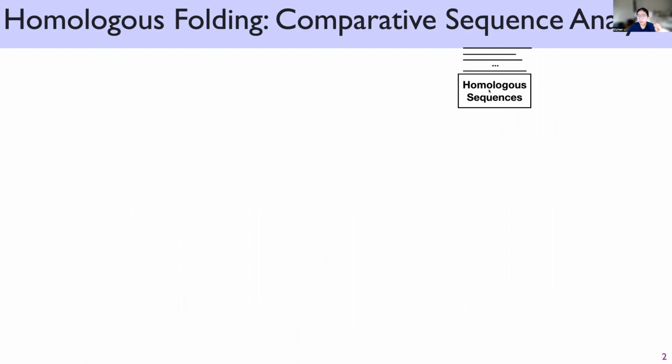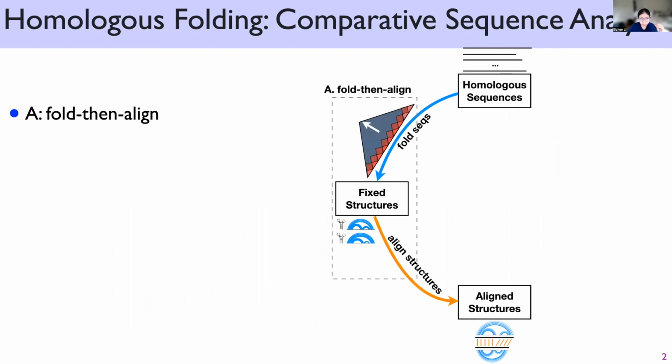For this topic, the input are several unaligned sequences that are homolog sequences. And we want to do the folding and alignment. We want to get the conserved structure. How to get it? We want to align the structures so we get a common structure.